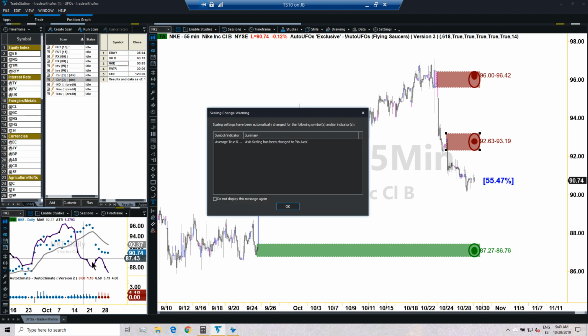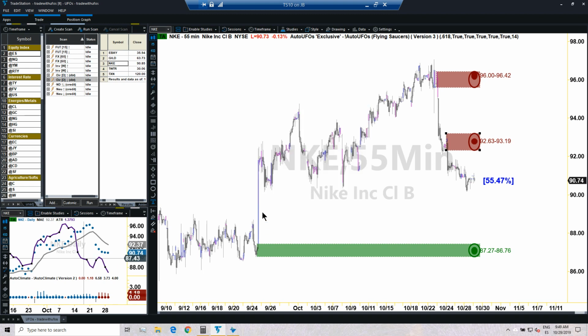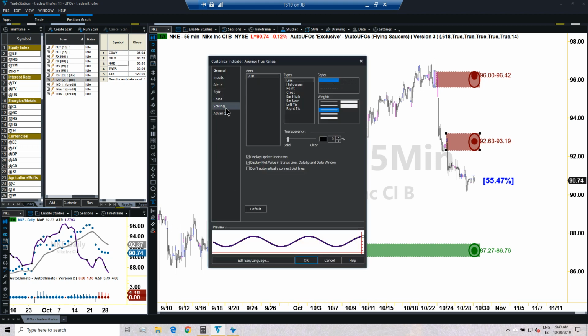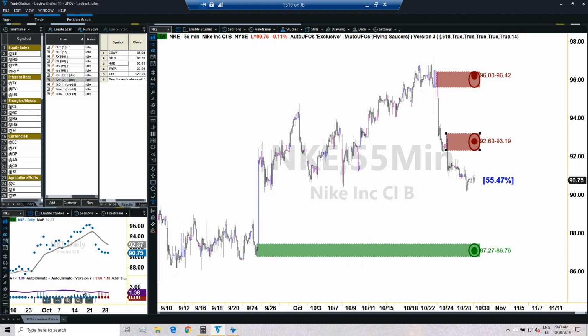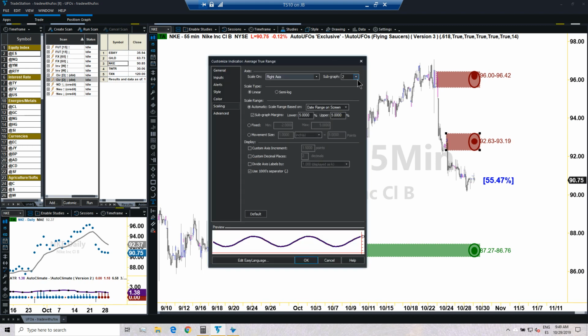Oh, I just did a little mess here with the average true range. Let me fix that. I will want it to be in number 2, and I will want it to be right axis. Oh, number 2 is this. Okay, so we'll make it number 3.